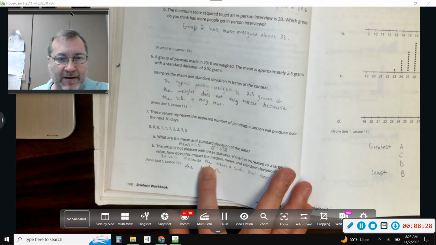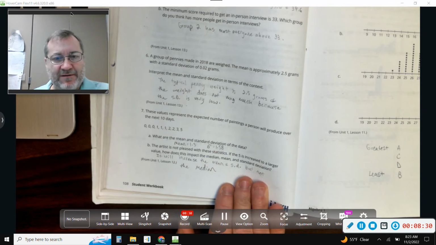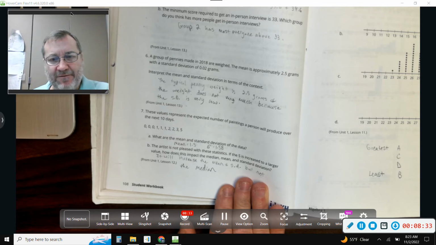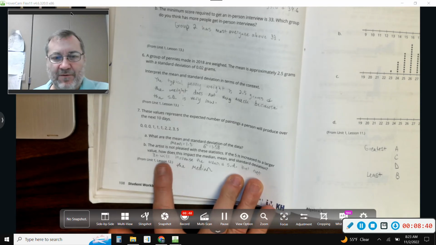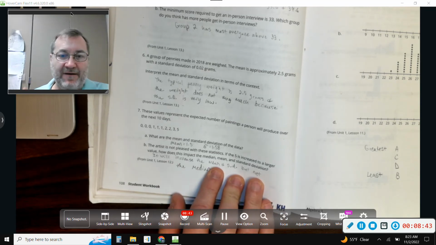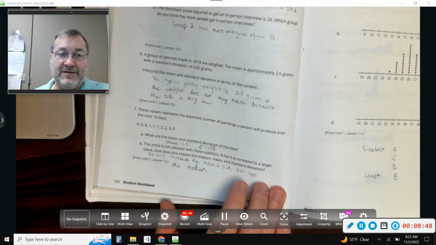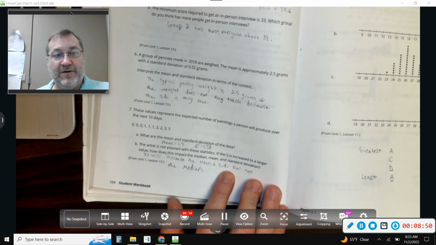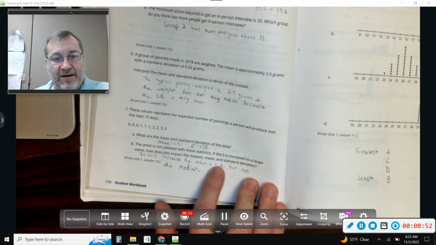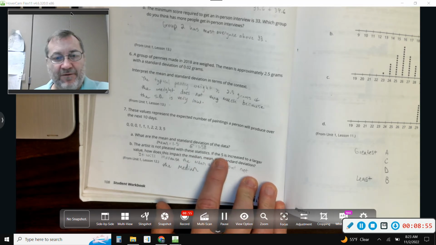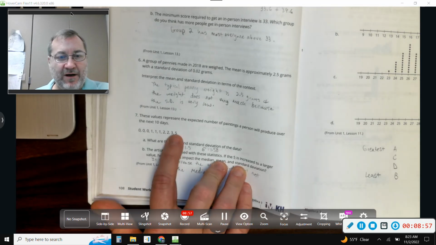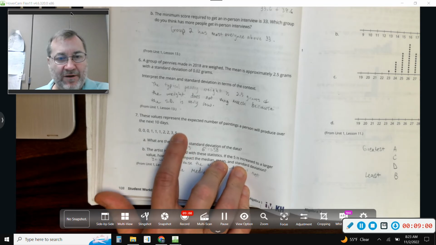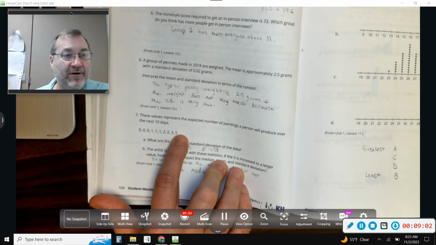All right. The artist is not pleased with these statistics. If the 5 is increased to a larger value, how does this impact the median, the mean, and the standard deviation? Well, it's going to increase the mean, obviously, because that value is going to be computed in to find the mean. So it's going to raise it. And because of that, it's also going to increase the variability, thus the standard deviation. Now it says here, and I quote, if the 5 is increased to a larger value. So we're not going to take 5 and add another number to it. We're going to take the 5 out and put another bigger, higher number in there.